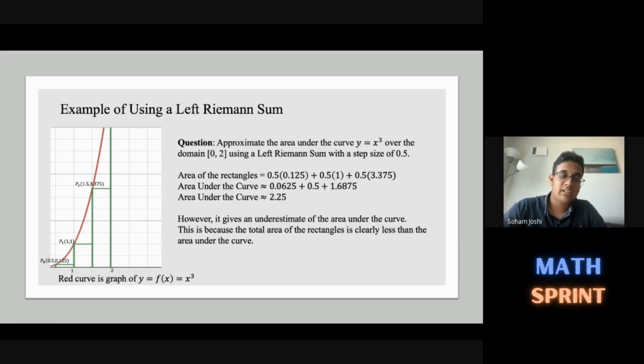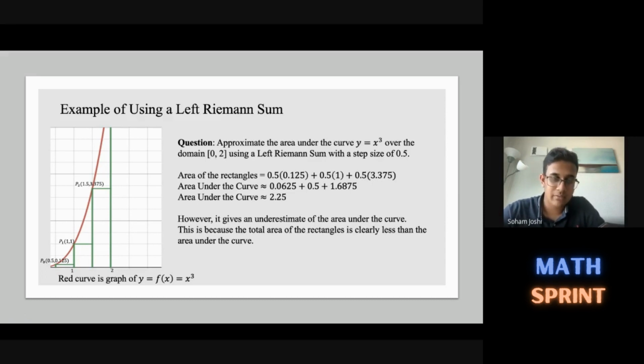We find the areas of each one. You multiply the width by the height to get the area of each rectangle. You can see it on the right over here. You get the area of the first rectangle, that is the shortest rectangle, by multiplying the width 0.5 by the height 0.125. That gets us 0.0625. Then you find the area of the second rectangle that you create. It's by multiplying the width, 0.5 again, by its height, 1.